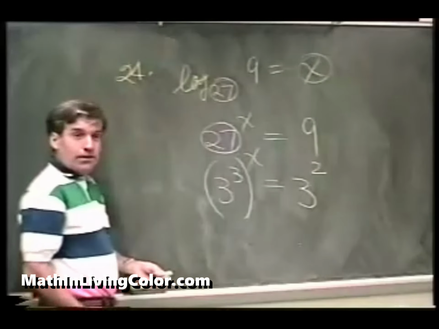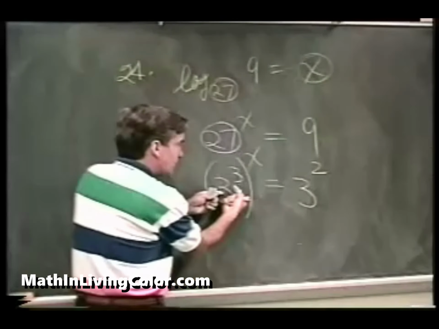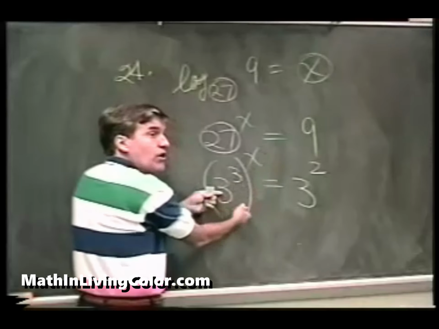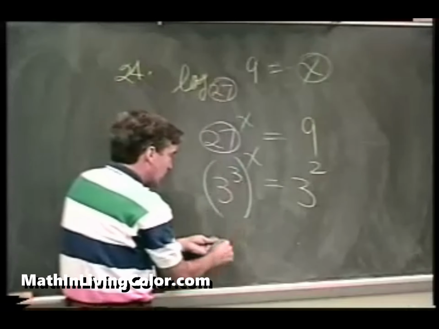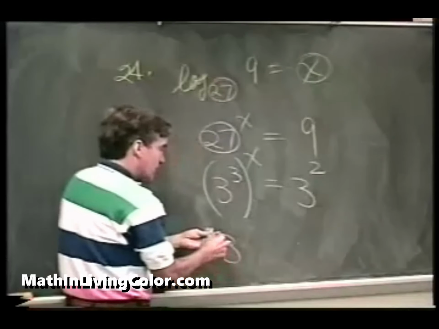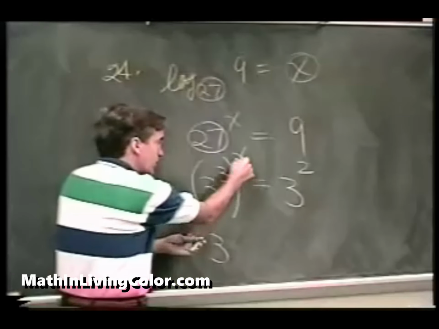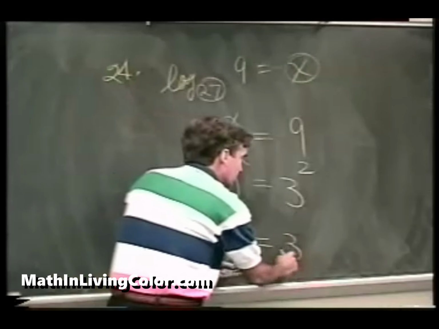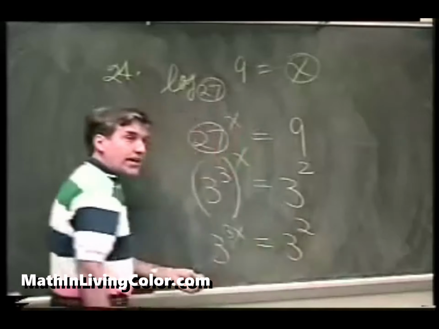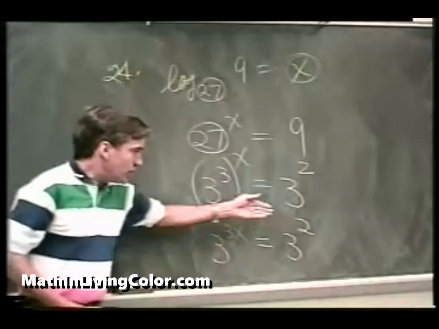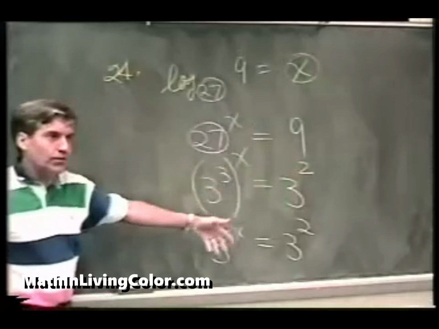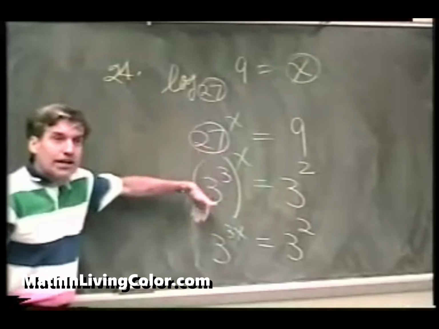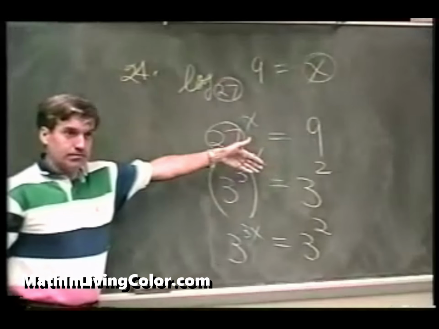Okay. Now when you raise a power to a power, what's the law? When you raise a power to a power, you multiply the exponents, right? So you put down the base number 3, and it's raised to the 3x power. Okay? And over on the other side, we've got 3 to the second power. So now, you see, we got 3 to a power equals 3 to a power. So what do you know about this? If the base numbers are the same, the exponents must be the same. So what can you write?